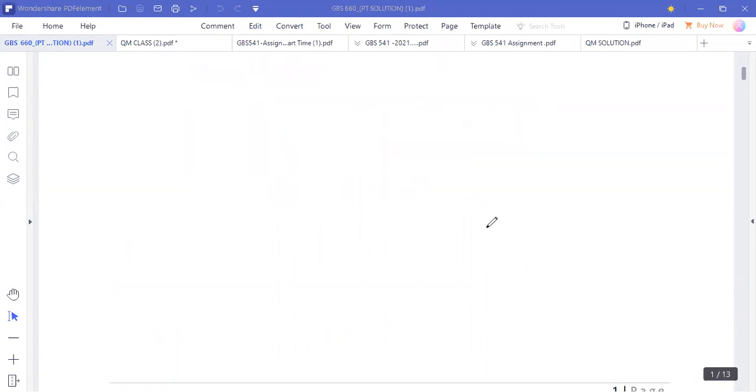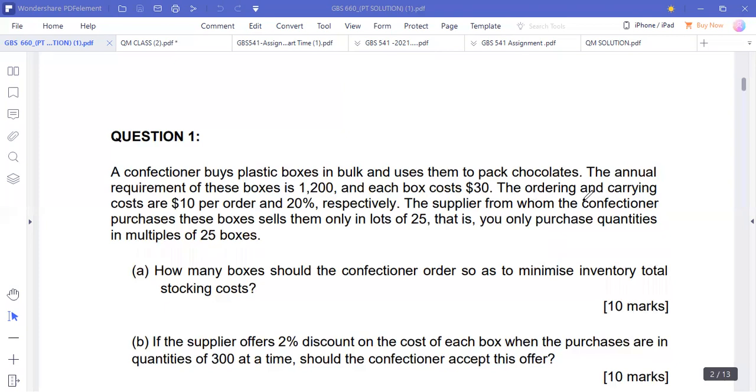So getting down to the question here, the question reads: the confectioner buys plastic boxes in bulk and uses them to pack chocolates. The annual requirement of these boxes is 1,200, which is the annual demand, and each box costs $30. So this is the acquisition cost per unit. The ordering and carrying cost: the ordering cost is $10, and then the carrying cost is 20%.